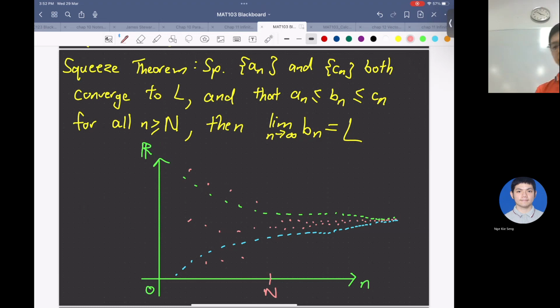We end at 5 o'clock today. Let's take another break, and then we will show the example for the squeeze theorem. We will come back at 4:02.